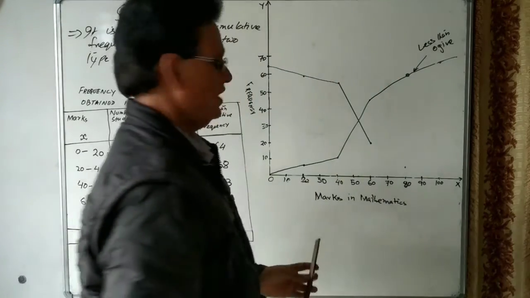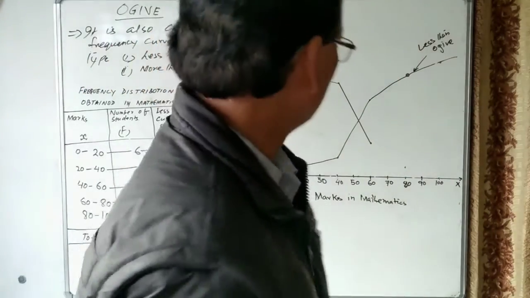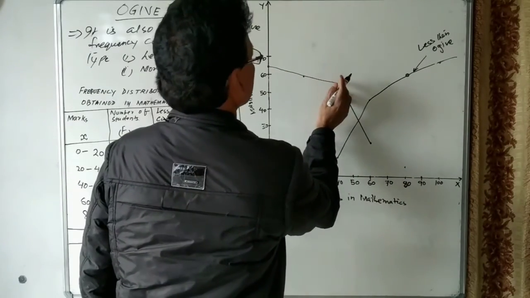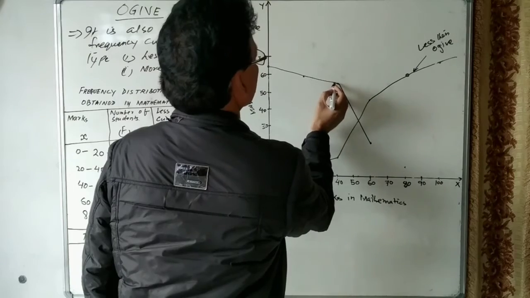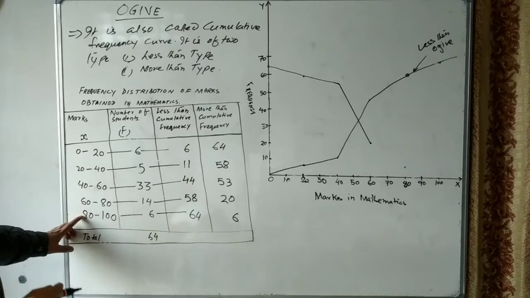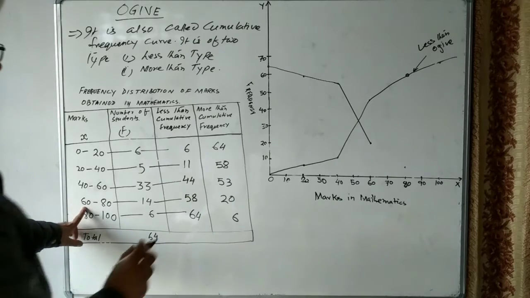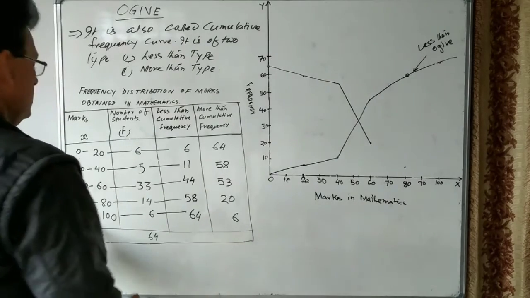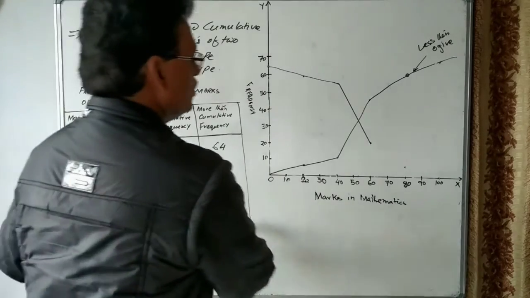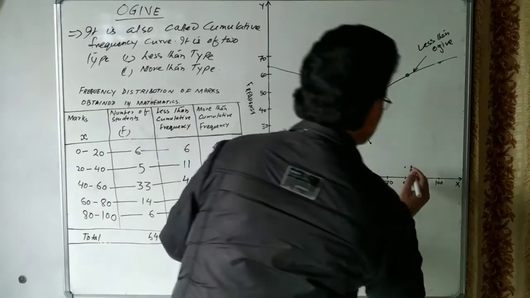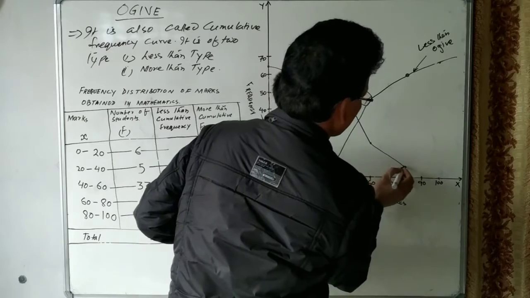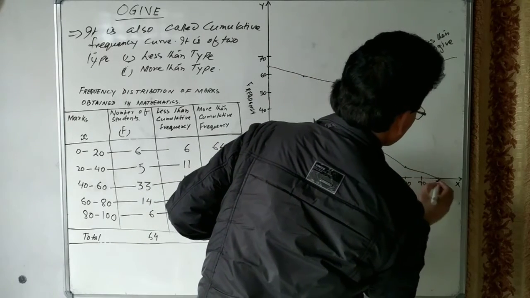Here there is no hard and fast rule. You can use your smooth hand to draw the curve. Curve actually should be drawn with a smooth hand. So you can draw like this also. And then 80 and 6: more than 80, 6 students. So here we can join this, and last we can join the 100.